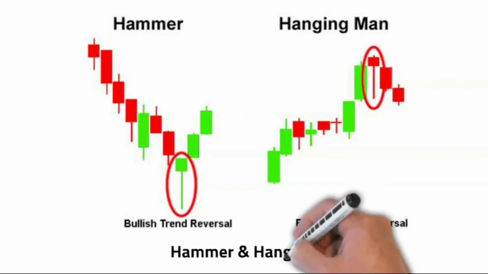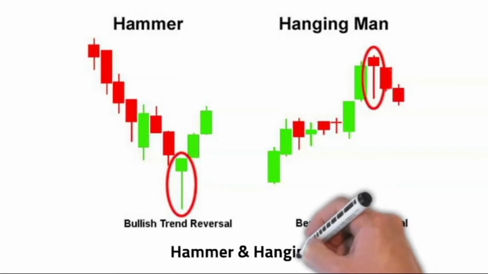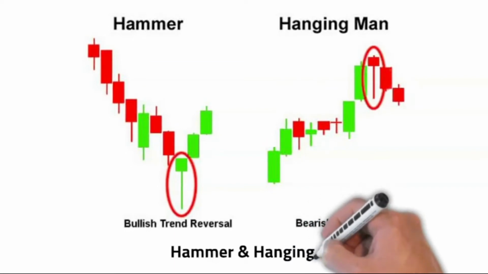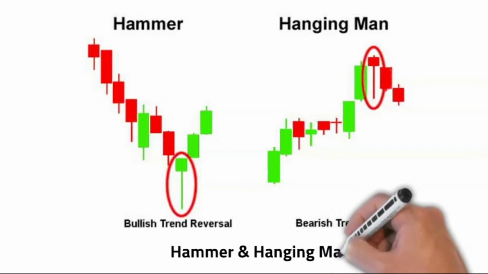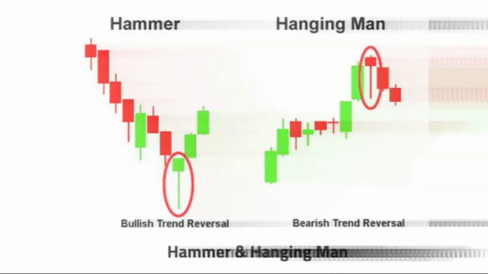Here are some tips on how to spot a hanging man candlestick. A long lower shadow which is about 2 or 3 times of the real body. Little or no upper shadow. The real body is at the upper end of the trading range.